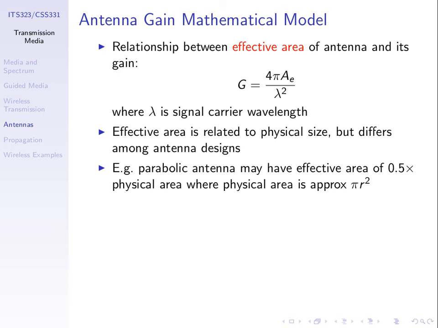Wavelength, lambda, equals the speed of light divided by the frequency. So if frequency goes up, wavelength goes down. If wavelength, lambda, goes down, we divide by a smaller number, so G will go up. Higher frequency, higher gain in this case, if all other conditions are the same.